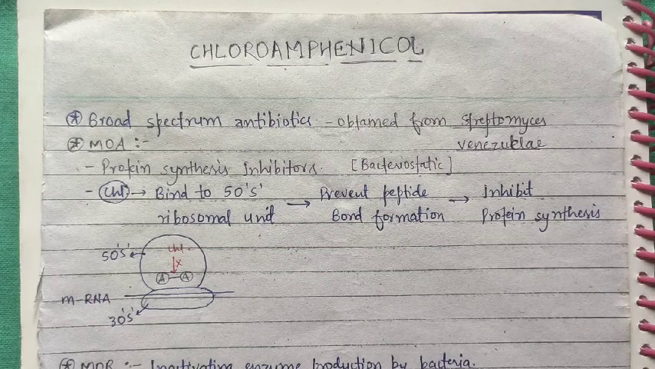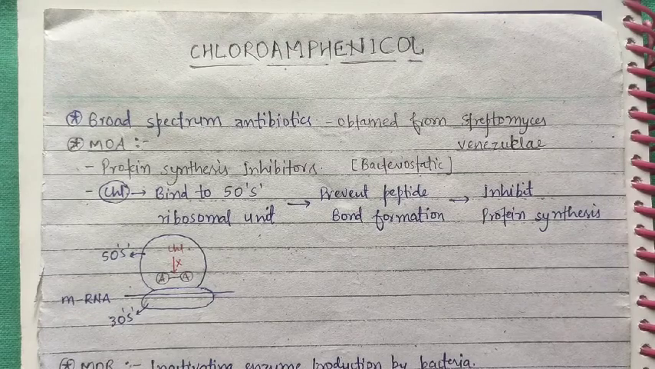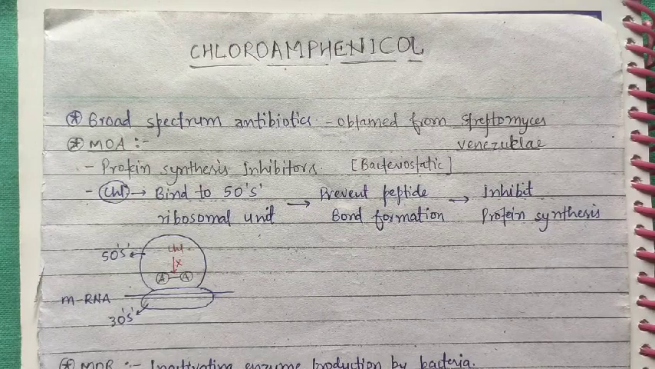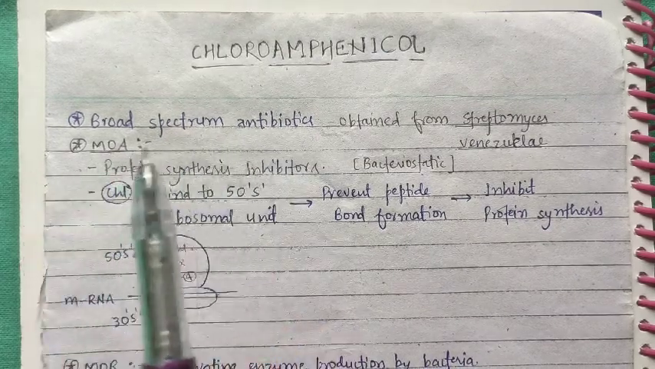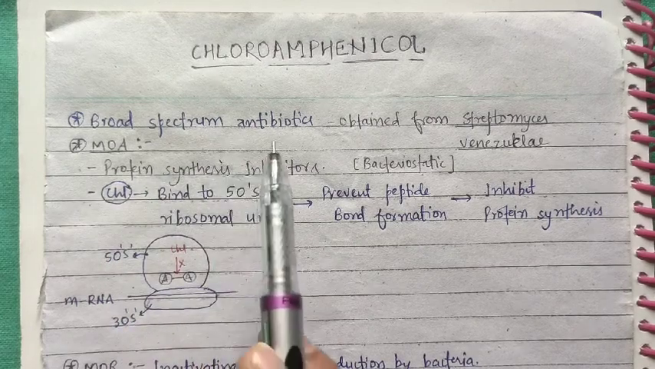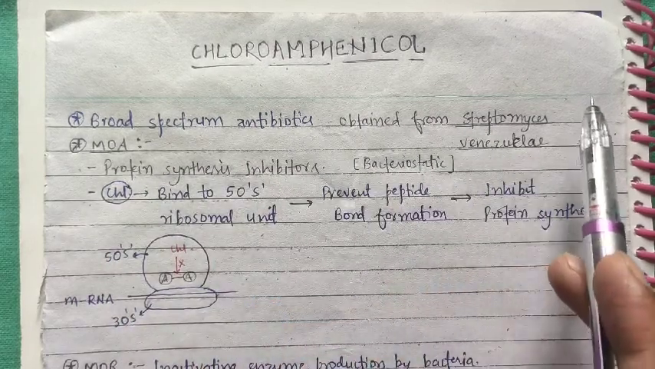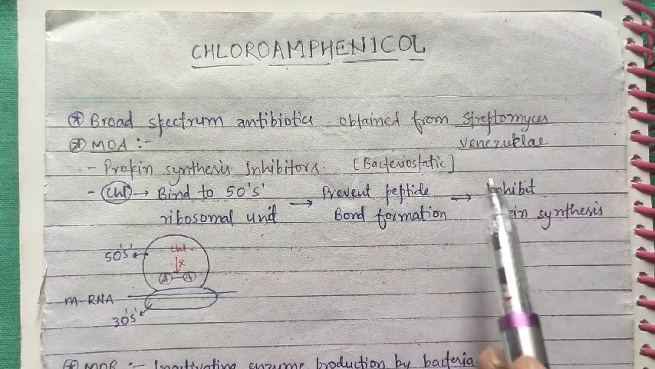Hello guys, today we are going to discuss a very important antibiotic, chloramphenicol. As we know, chloramphenicol is a broad spectrum antibiotic. It means it kills a wide range of gram-positive and gram-negative bacteria. And we know antibiotics are substances obtained from one microorganism and used to kill another microorganism. That's why it is obtained from the microorganism named Streptomyces venezuelae.